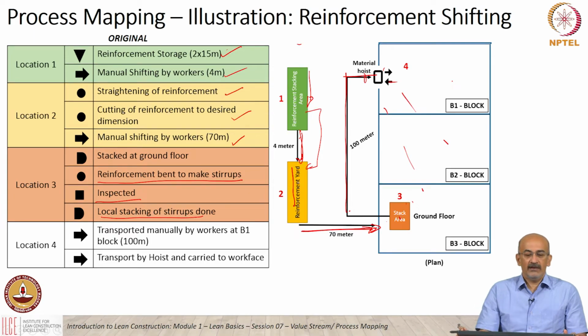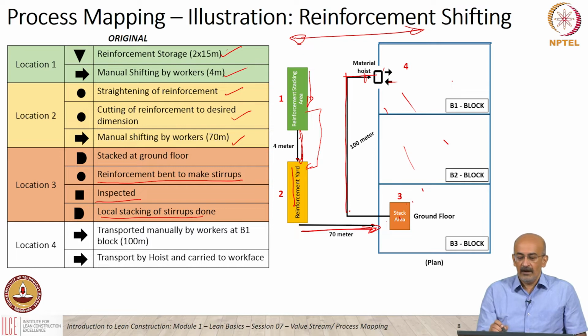So here is an example. On the right here we have a diagram of how reinforcement is actually processed for building construction. We have, for example, a reinforcement stacking area here, from which reinforcement is shifted to the yard, and here we move to another stack area, and here we move it to the hoist. So this is the flow of what's happening.